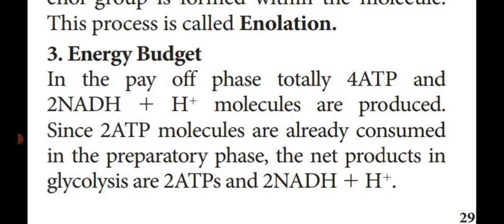The energy budget of glycolysis is totally 4 ATP. That means at the 7th step and the 10th step, 2 ATP molecules are produced each, isn't it? So 4 ATP and 2 NADH molecules are produced. Since out of 4 ATP, 2 ATP molecules are already consumed in the preparatory phase, the net product of glycolysis is 2 ATP plus 2 NADH2. So the energy budget of glycolysis is very, very important, for 2-mark and 3-mark questions.